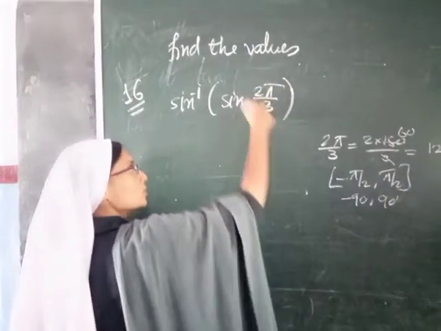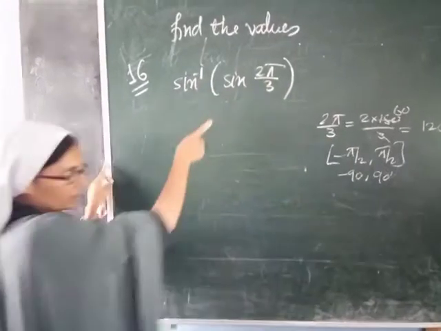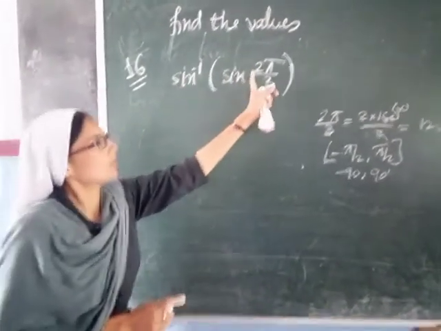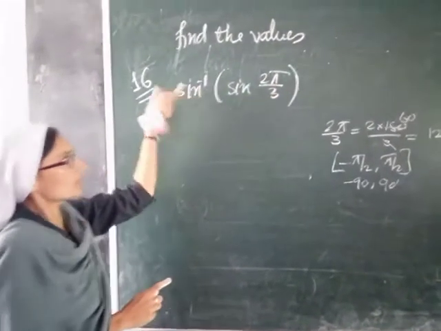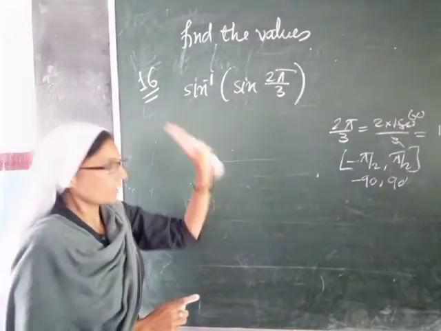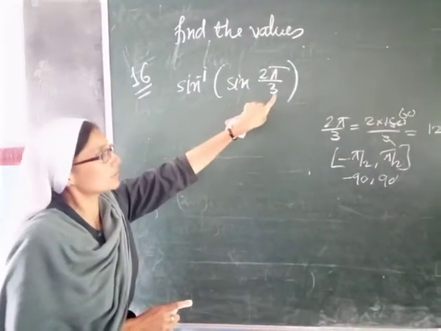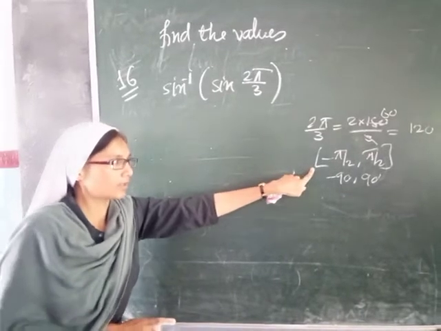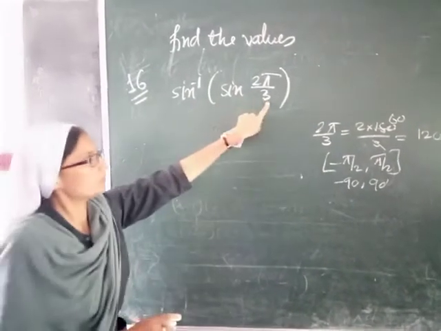Okay, this has to be in this branch, then only you can cut. Therefore, don't cut this and give the answer 2π/3. Okay, students have a tendency to cut. But here we cannot, because this is not in the principal branch. This doesn't fall into this interval. Okay, so first you have to simplify this.